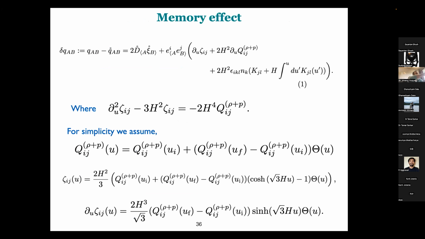So this is the expression for QAB in terms of moment. If you look at this one, by the boundary gauge fixing, this zeta ij satisfies some equation. If I assume that my Qij rho plus P has some step function with theta, then I can compute what my xi ij is and the derivative of xi ij. You can see there is a xi b0 involved, which is related to the asymptotic symmetries.